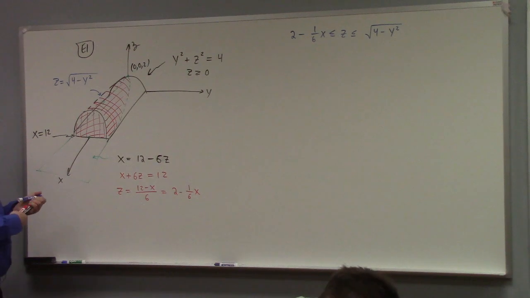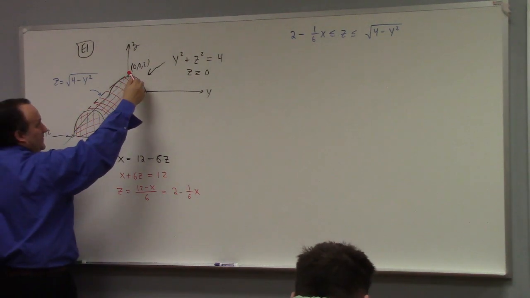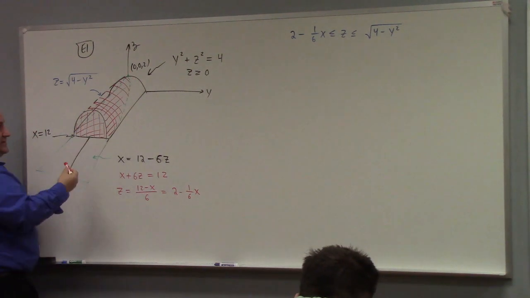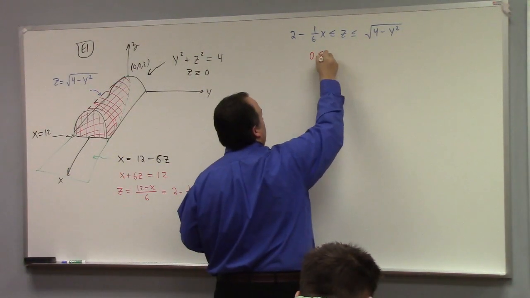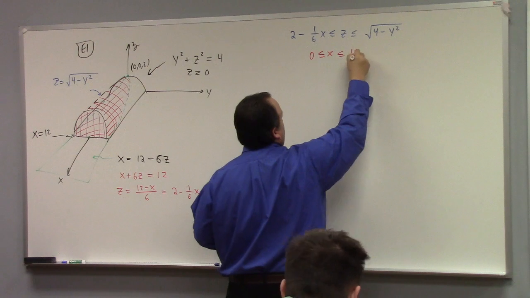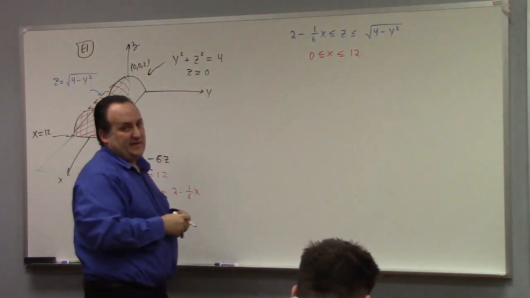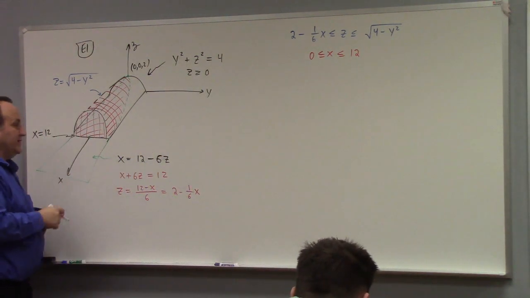I would start with that one, which is what? X is going between 0, all the way out to 12, thanks to Sam, right? So 0 less than or equal to x less than or equal to 12. Basically, I start with that. That's what I start with in my thinking.